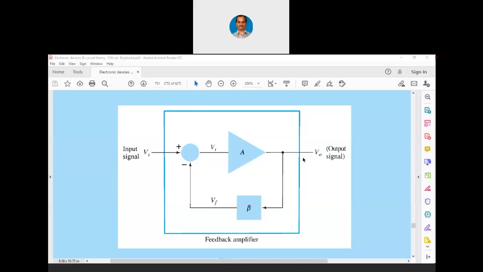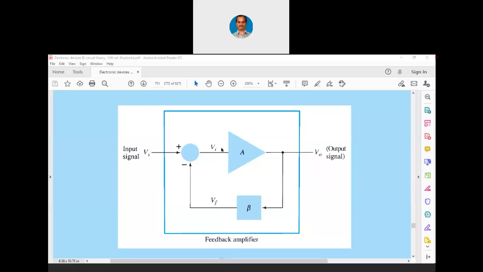So A equals V0 by Vi and beta equals Vf by V0. Beta is less than 1, A is greater than 1. Now we are applying a negative feedback. So here Vi is Vs minus Vf. If you understand these many things, that is enough. Always remember, Vi is Vs minus Vf.